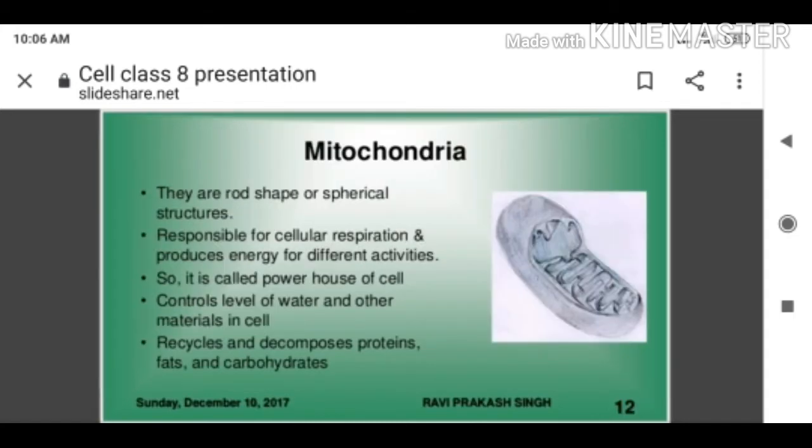The next important cell organelle is mitochondria. Mitochondria are rod shaped or spherical structures. They are responsible for cellular respiration and produce energy for different activities. All the energy needed by the cells is released by mitochondria through the respiration process.